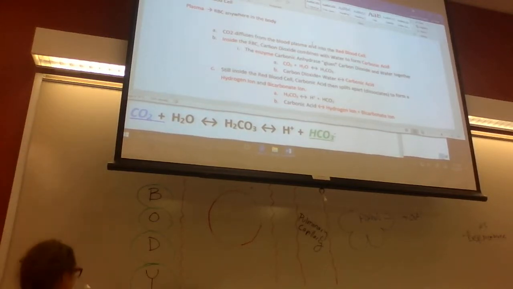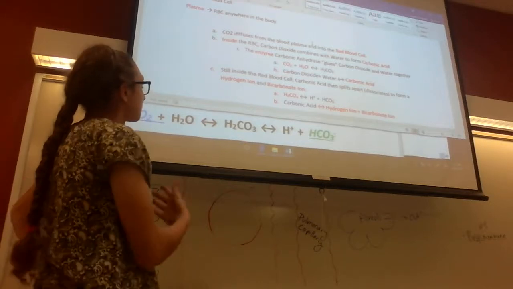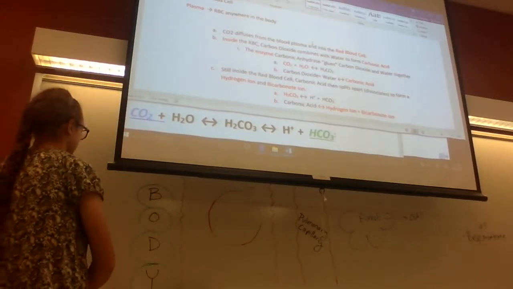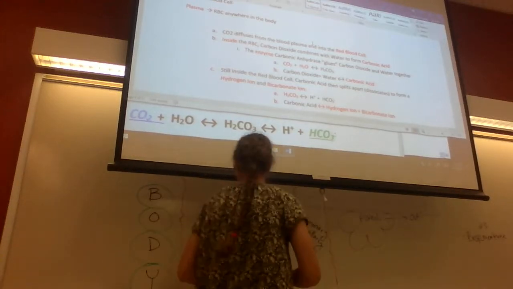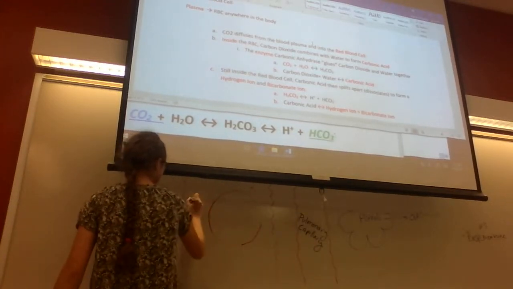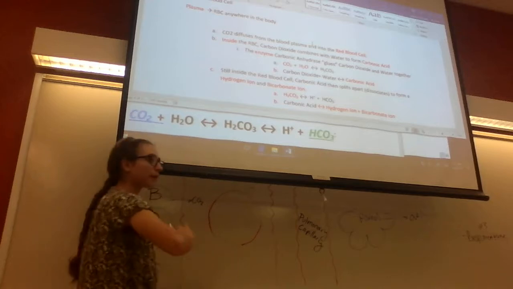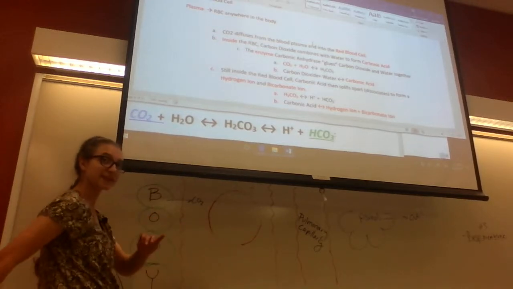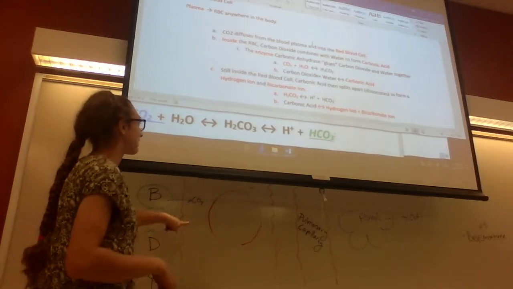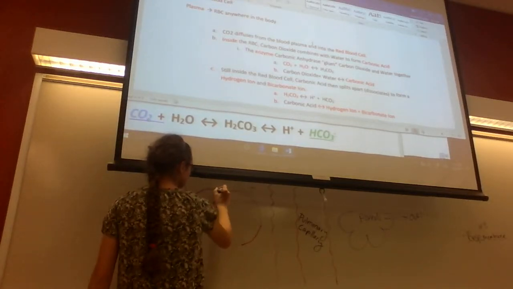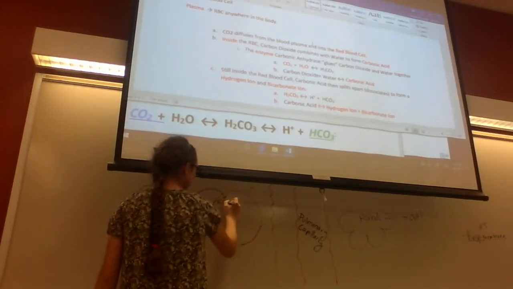So CO2 diffuses from the blood plasma. CO2 is going to come out of, right, because CO2 is a waste product. So it's coming out of the body cells, kind of like stuff comes out of us, right? So CO2 diffuses from the blood plasma and into the red blood cell. Okay?